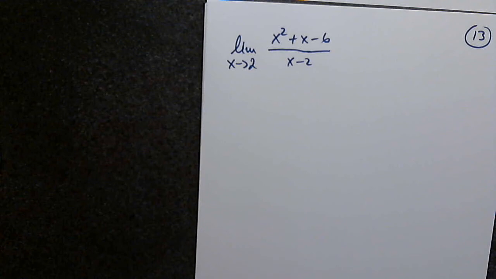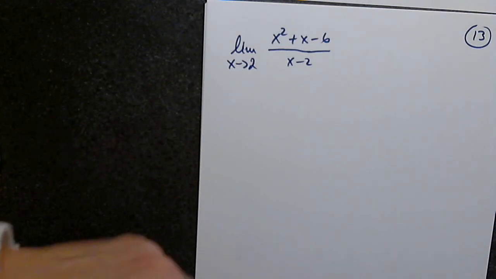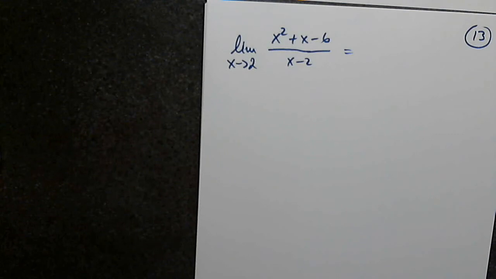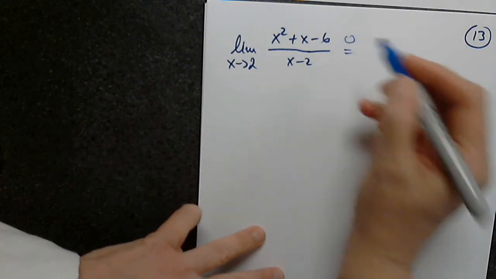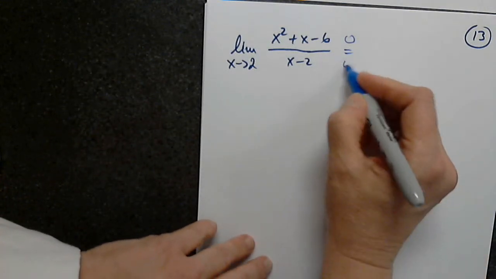We're asked to determine this limit. What is the first step? Mandatory step. Plug it in. Very good. So let's plug it in. What do we get at the top? Perfect. What do we get in the denominator? 0. So there is hope.